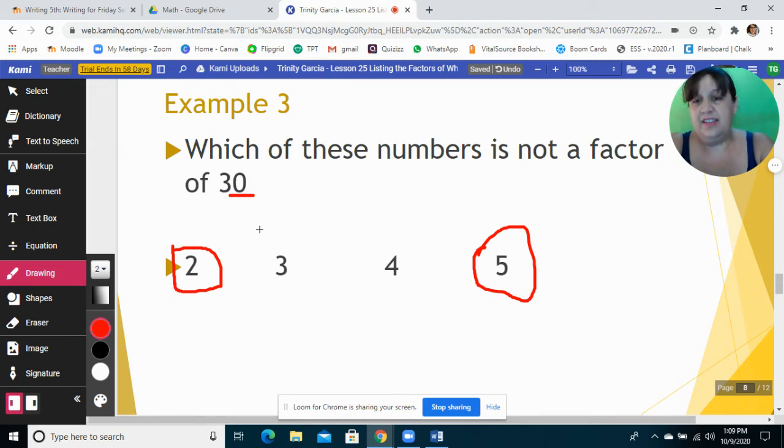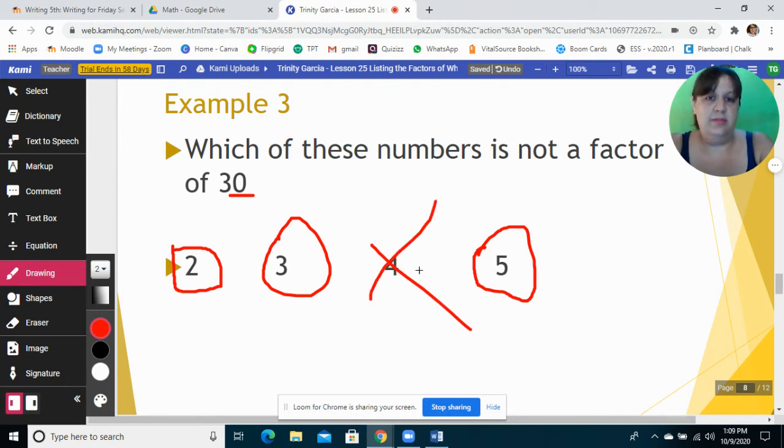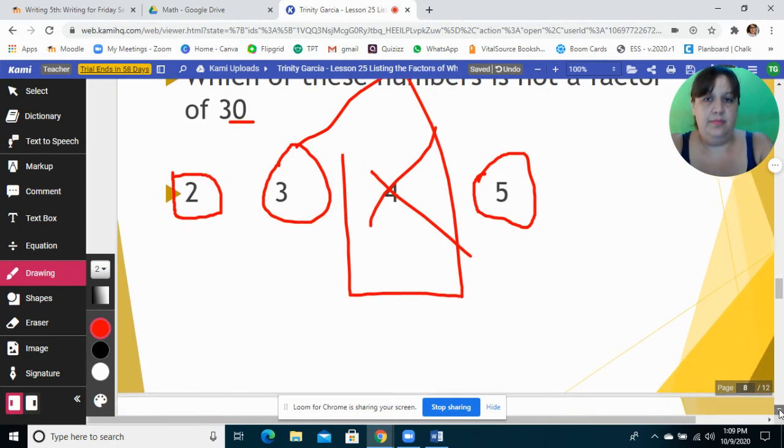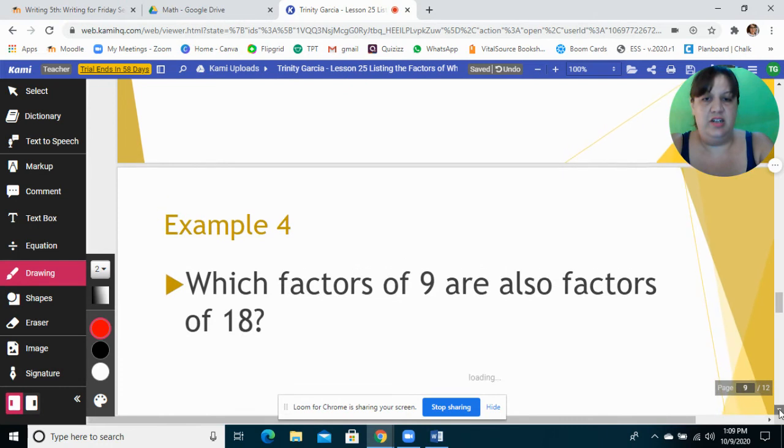Well, 30 is divisible by 3, right? Because 3 goes into 30 how many times? 10. Good. 10 times 3 is 30. But 30 is not divisible by 4. So 4 is not a factor, okay? But 4 is your answer. Got it? All right, process of elimination.